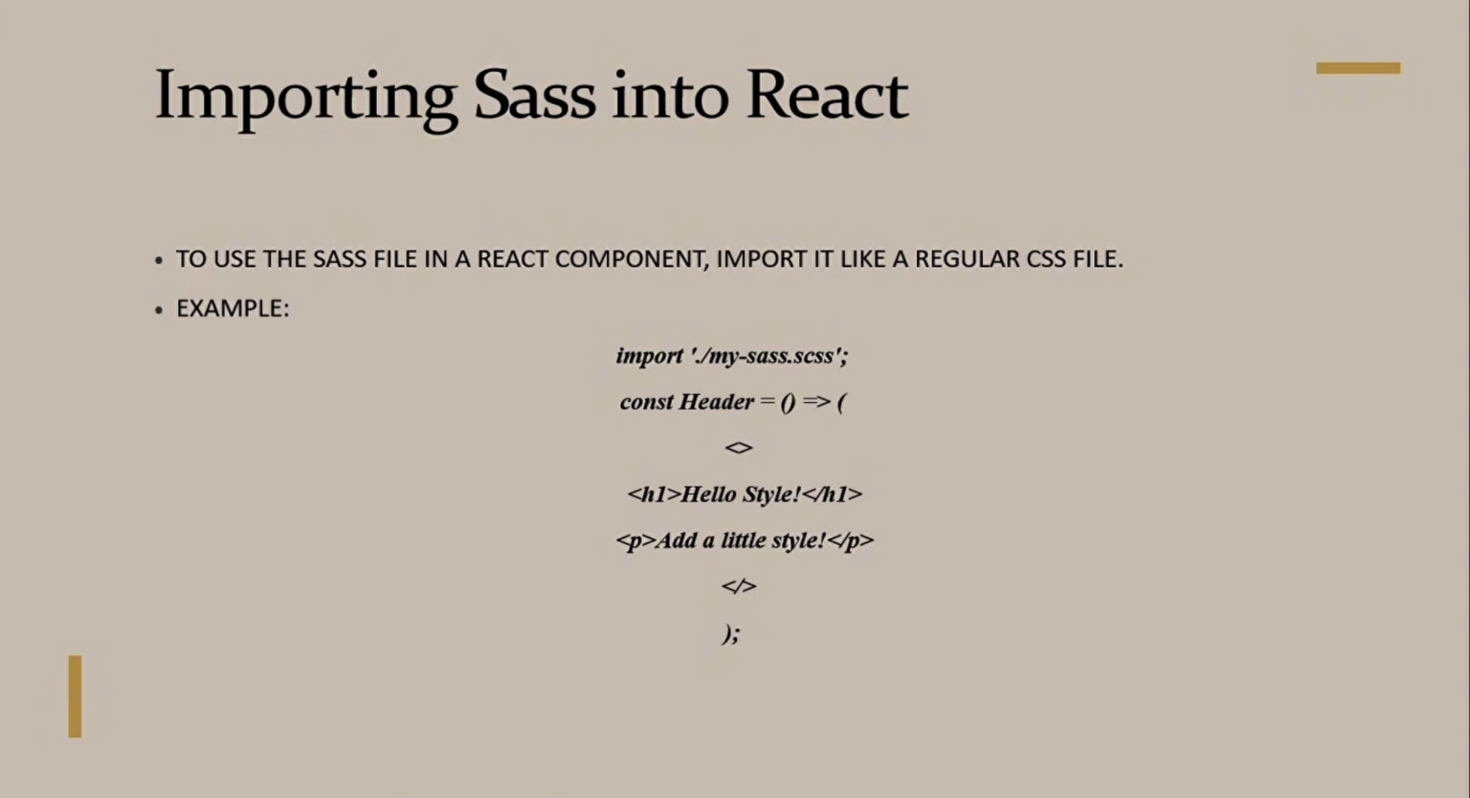For example, we have a JSX file which imports the file, with a constant header, and then we have the header name in the paragraph, that is hello style, and then you can have any other thing there. Once we use the .scss file, styles from the file are automatically applied to the component. So whatever styles are there in the Sass file are automatically implemented as regular CSS.